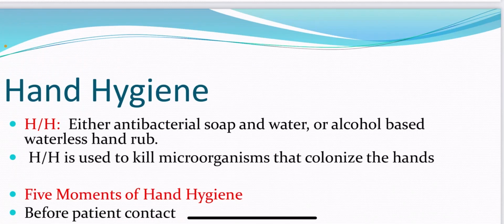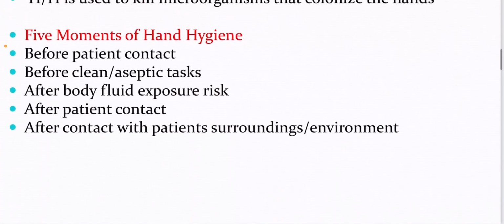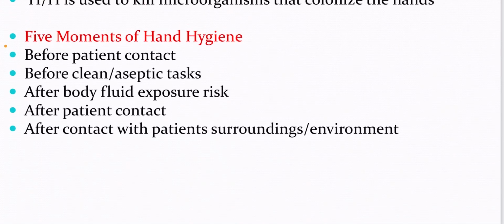Now we will go to hand hygiene. There are 2 techniques of hand hygiene. One is with soap and water, the other is with alcohol based waterless hand rub. Hand hygiene is used to kill microorganisms that colonize the hands. What are the 5 moments of hand hygiene? Before patient contact, before clean or aseptic task, after body fluid exposure risk, after patient contact, after contact with patient's surroundings or environment.